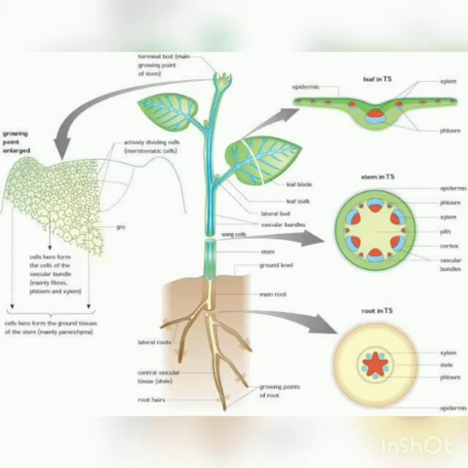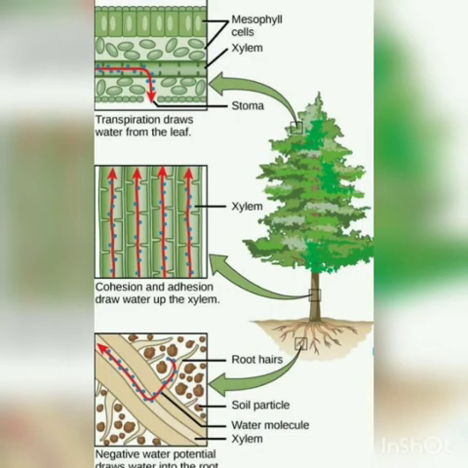This absorption and conduction of water is done by a special type of tissue made up of special cells, namely vascular tissue. Like the circulatory and excretory systems in animals, in plants it is generally called vascular tissue. And this vascular tissue, namely xylem, conducts the water and the minerals. There are two types of tissue, namely xylem and phloem.